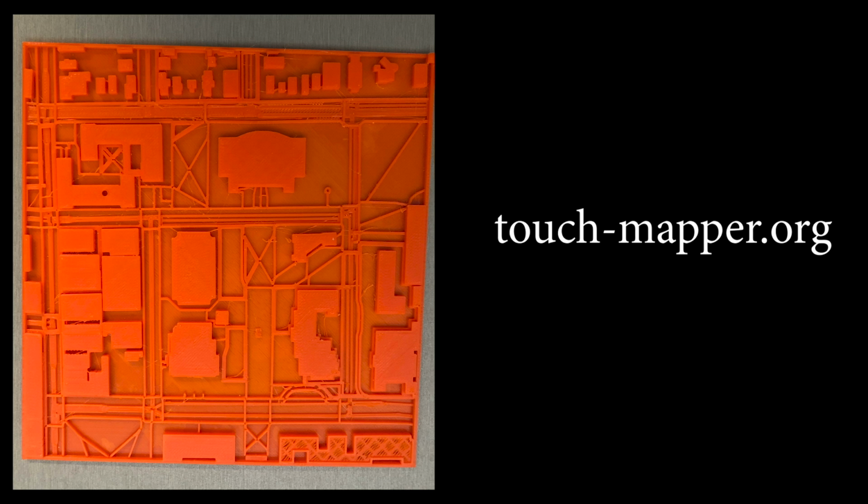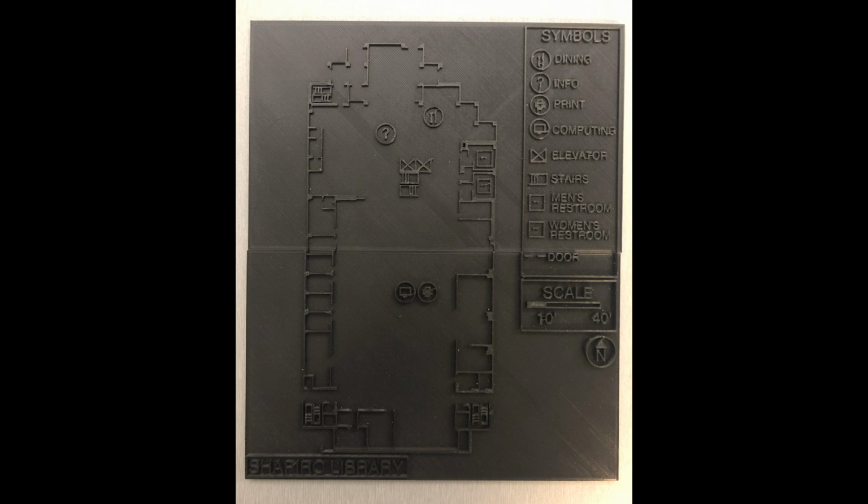This map is of the University of Michigan campus, and it was created by a site called TouchMapper. It allows you to use OpenStreetMap data, and then it will create a 3D printable file directly from that data, which you can then 3D print yourself. The URL is touch-mapper.org.